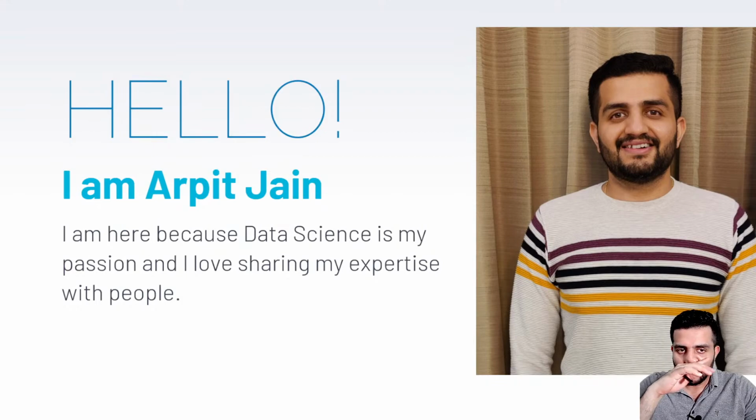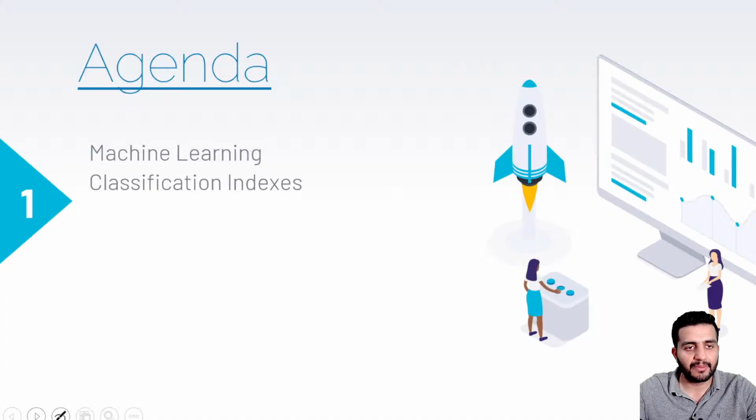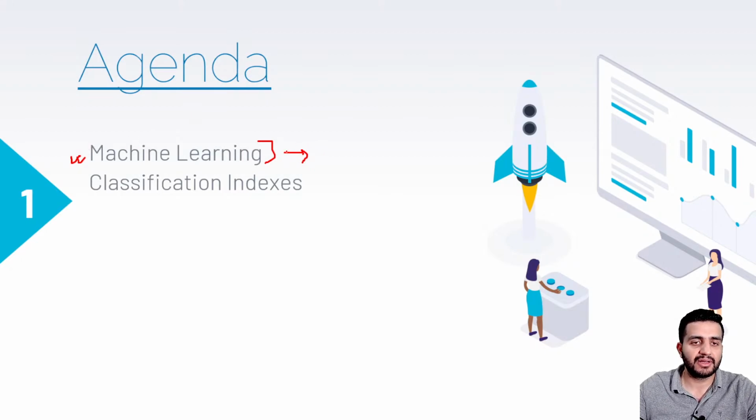Moving forward, here is the agenda. We will be talking about machine learning, and we'll take a quick look at it. We have seen the different types of problem statements, so we'll first have a quick recap of machine learning: what it is, the different types of problem statements, and how we use them.